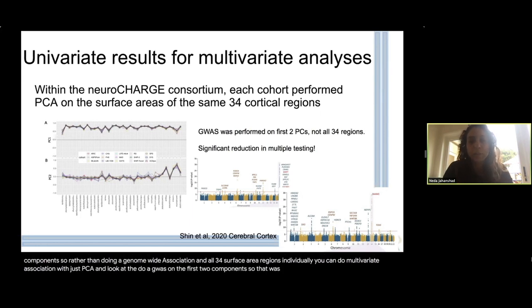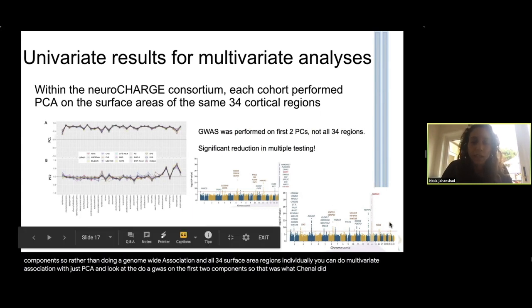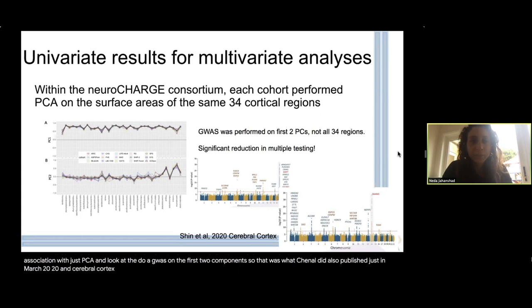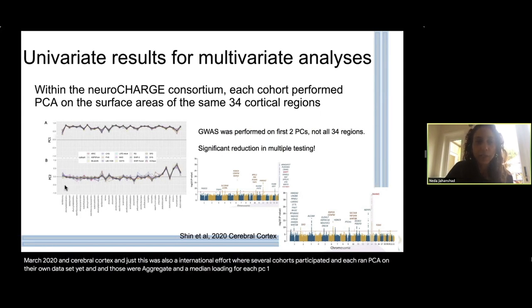That was what Shin et al. did, also published just in March 2020 in Cerebral Cortex. This was also an international effort where several cohorts participated, and each ran PCA on their own dataset, and those were aggregated and a median loading for each PC1 and PC2 was determined, and that served as the basis for the genome-wide associations.